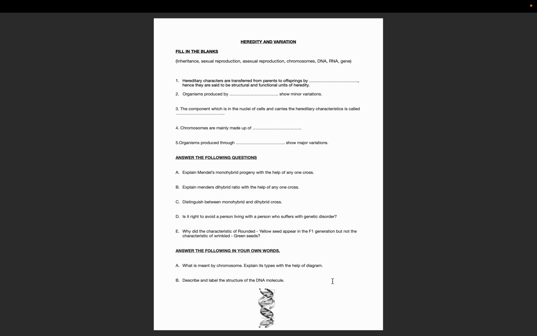Organisms produced through dash show major variations. So let's link it to the second question. Organisms produced by dash show minor variations. The answer for the second question was asexual. And the fifth one is a very similar question. Hence the answer would be sexual reproduction. Organisms produced through sexual reproduction show major variations.